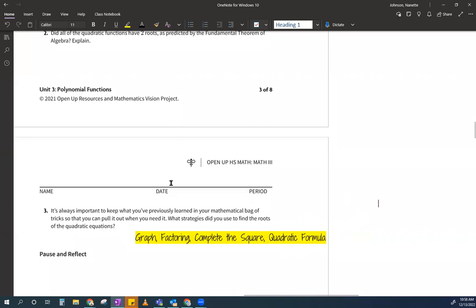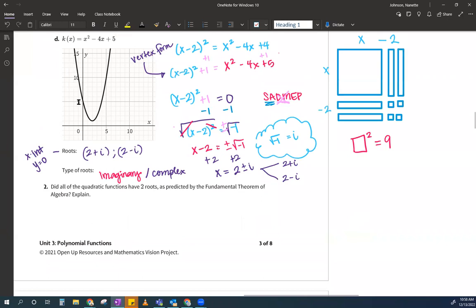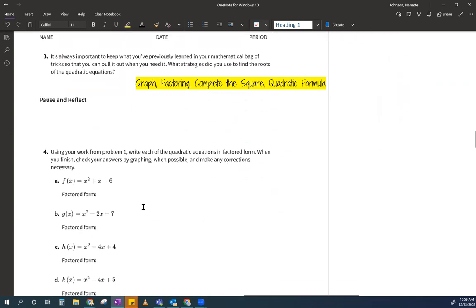Why is it imaginary or complex? Very good. So this one's complex because the parabola actually never touched your x-axis. So these roots, if I graphed them, they would be in the complex plane, but they would not be in the real plane. This is why they're not touching. Okay, very good. All right.